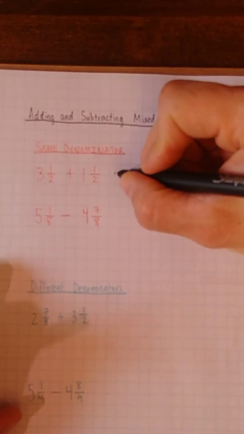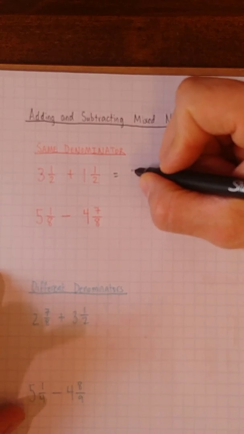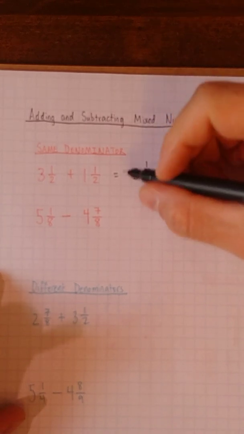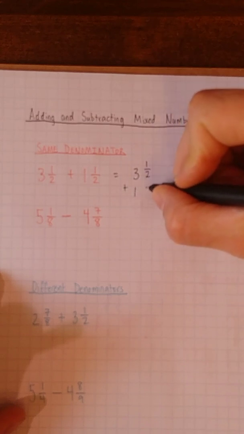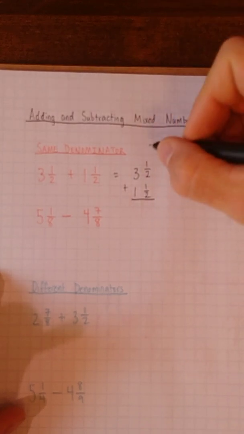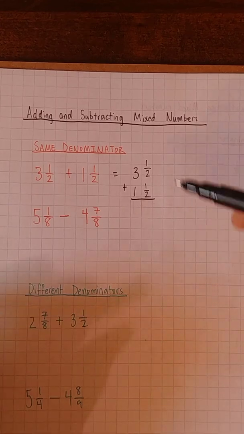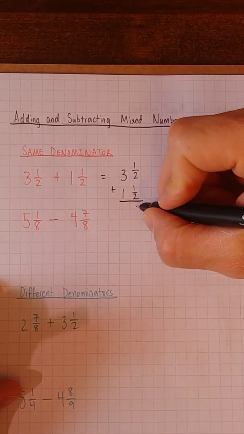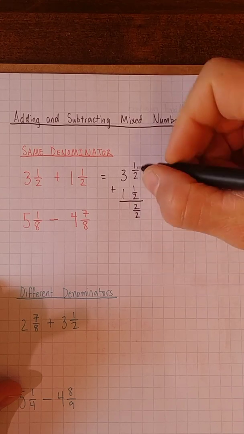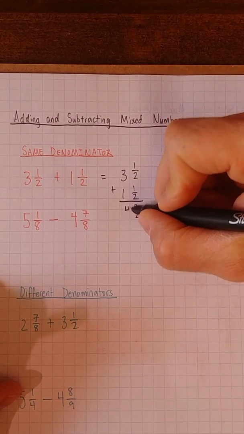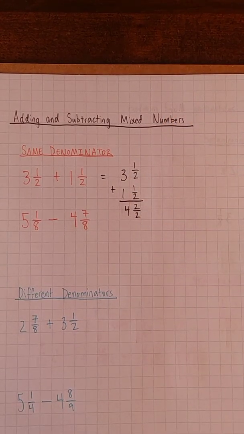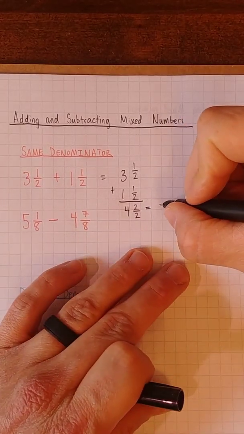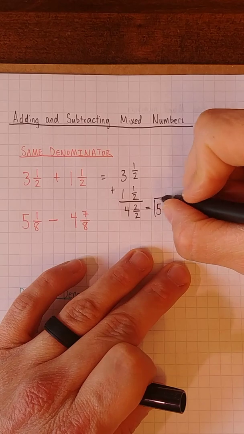When we have the same denominator, I'm going to write these vertically here for clarity, but it's a pretty straightforward process. So here, 3 and 1/2 plus 1 and 1/2. And just like if I'm adding anything else, I line it up with place value. 1/2 plus 1/2 would be 2/2. And then 3 plus 1 would be 4. So 4 and 2/2, we just have to do our last step of simplification. 4 and 2/2 is better known as 5.